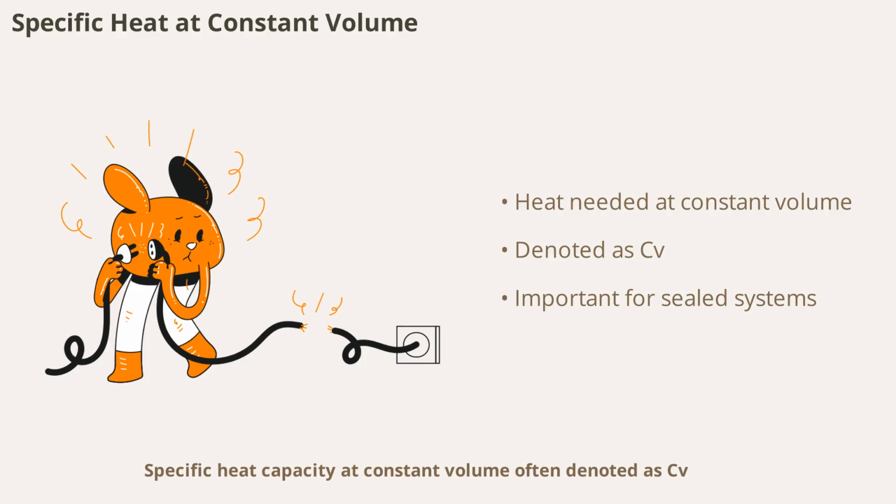Specific heat capacity at constant volume, often denoted as CV, is the amount of heat required to raise the temperature of a unit mass of a substance by 1 degree Celsius while keeping the volume constant. This property is crucial for understanding how substances absorb and store energy. In real-world applications, CV helps engineers design systems where volume doesn't change, such as sealed containers or certain engine components.